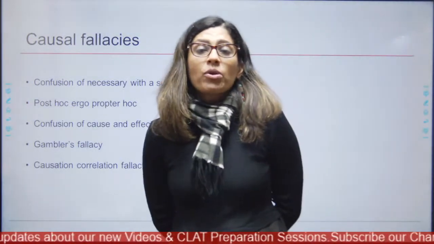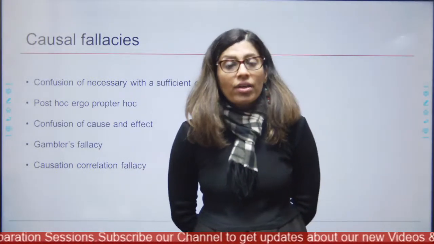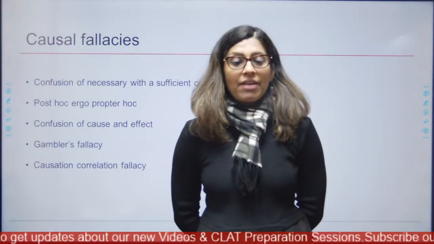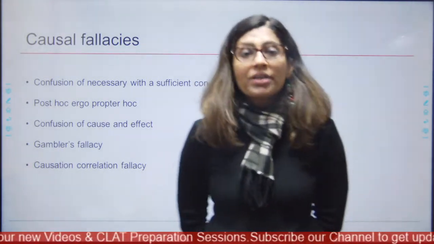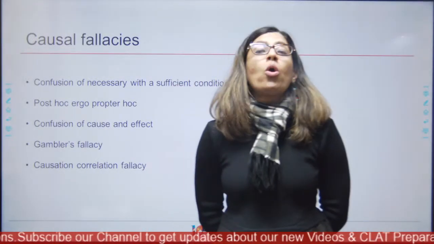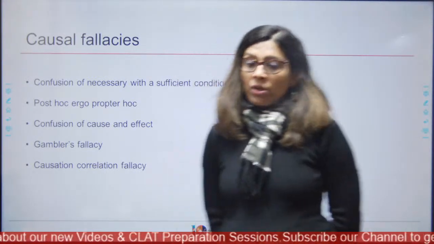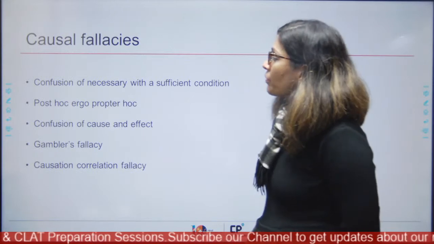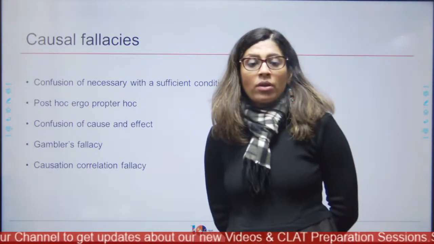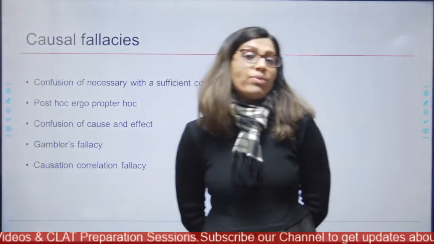And then we come to a very interesting category of fallacies. We have done it at length in strengthen weaken questions, which is causal fallacies. In fact, it's a very, very important aspect of strengthening and weakening, a whole theory that you get taught under causation. So you have confusion of necessary with a sufficient condition, right? So if something is necessary and we confuse it to be sufficient.